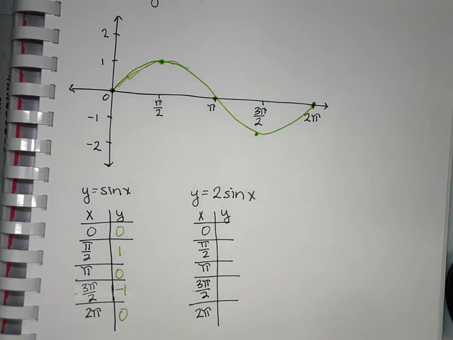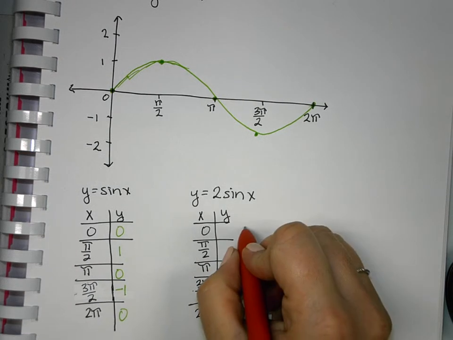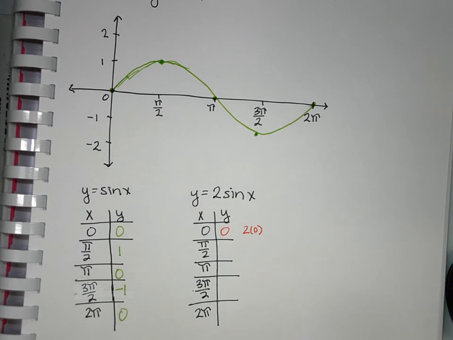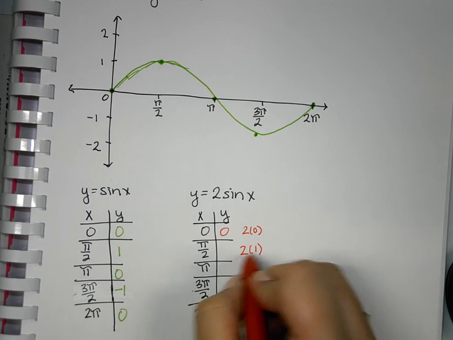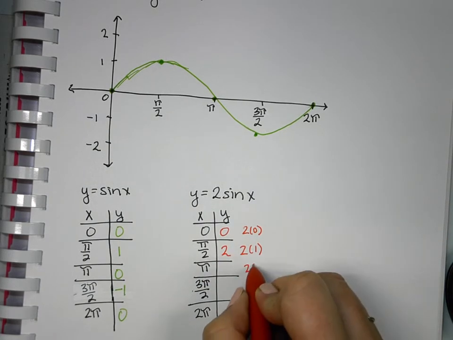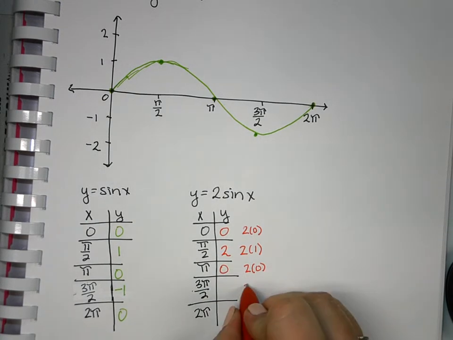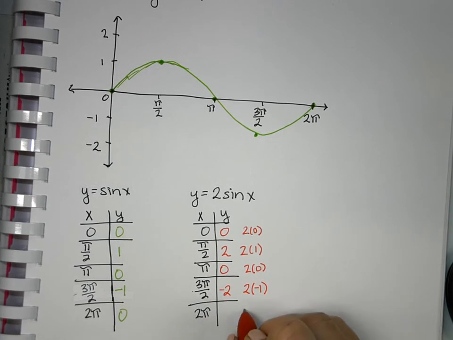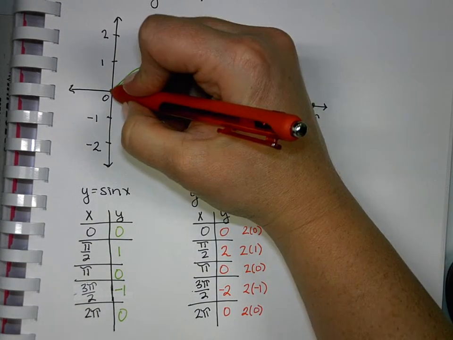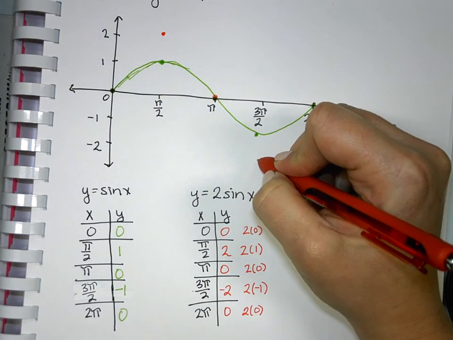So I'm going to do this one in red. So sine of 0 is 0. So I'll get 2 times 0, which gives me 0. Sine of pi over 2 is 1. So 2 times 1 is 2. Sine of pi is 0. So 2 times 0 is 0. Sine of 3 pi over 2 is negative 1. So here I'll get negative 2. And sine of 2 pi is 0. So I'll get 0. So when I go to plot them, I get the following graph.